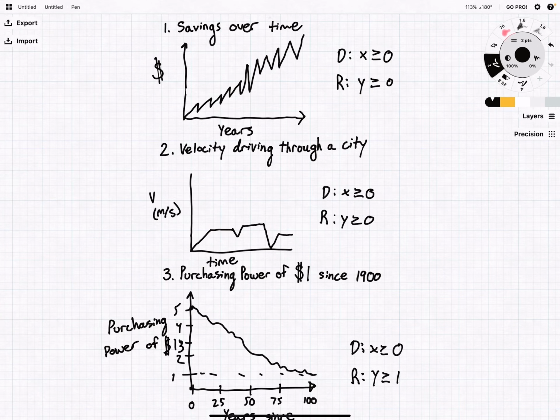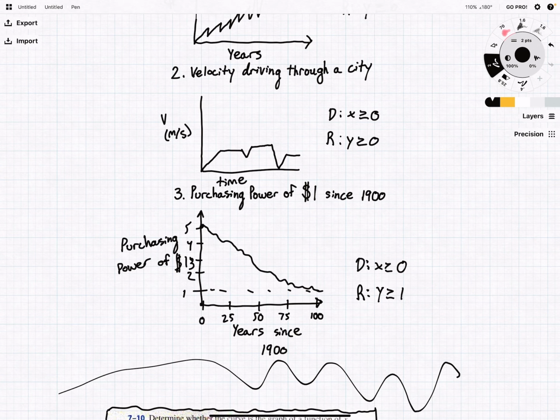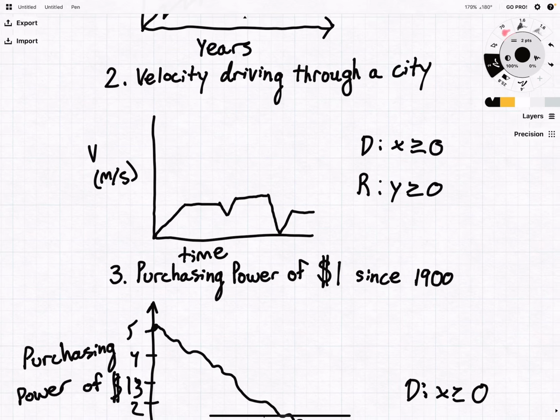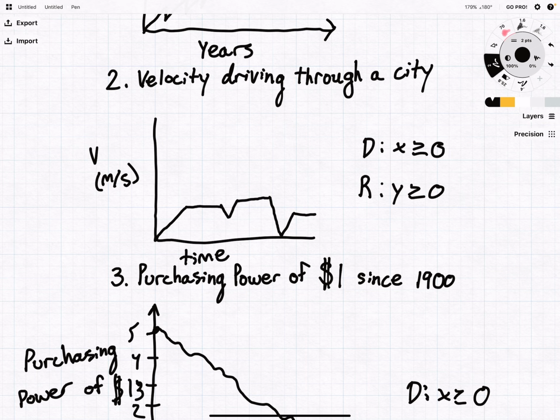For number 2, velocity driving through a city. In the y direction, we have meters per second. And in the x direction, just time. And so again, we can't have negative time, so the domain is going to be x greater than or equal to 0. And for the range, we're also going to assume that we're not backing up at all, only speeding up and slowing down. So the velocity will be greater than or equal to 0 as well.